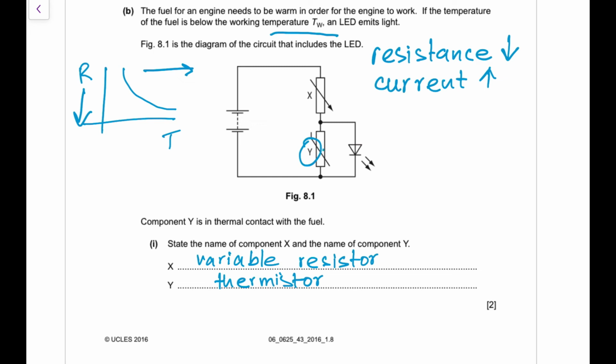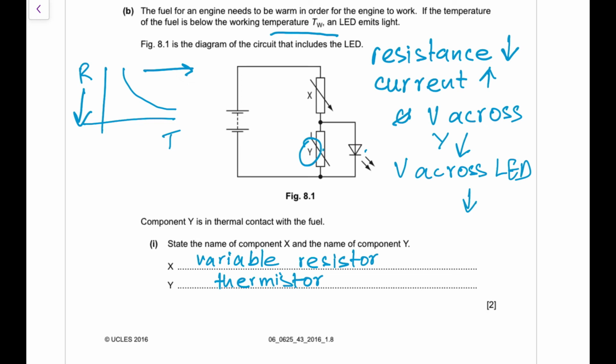And because the thermistor is connected in parallel to the LED, the potential difference across both of these components is going to be equal, which is why when the potential difference across Y decreases, the potential difference across the LED will also decrease. So V across Y will decrease, and so that means V across the LED will also decrease, and this means the light will go out.